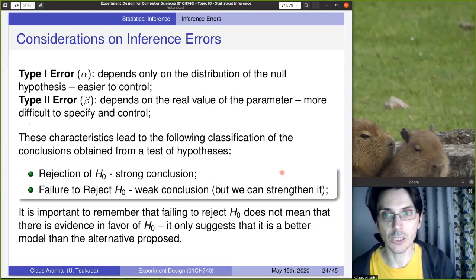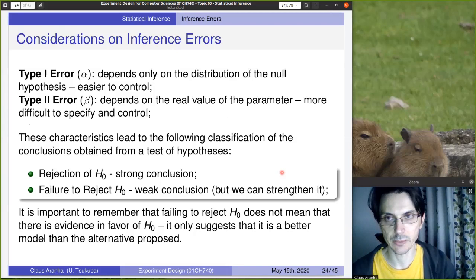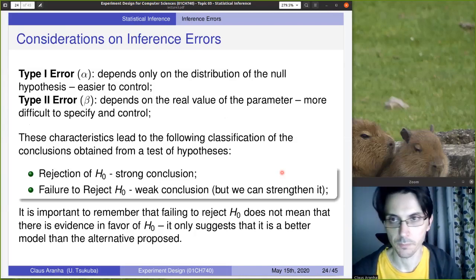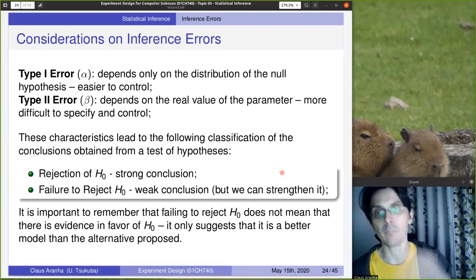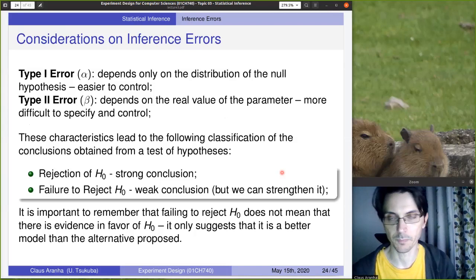Okay, so let's summarize type 1 error and type 2 error. Type 1 error, alpha, depends on the distribution of the null hypothesis, so it's easier to control. The type 2 error, beta, depends on the real value of the parameter. It's more difficult to specify and control.